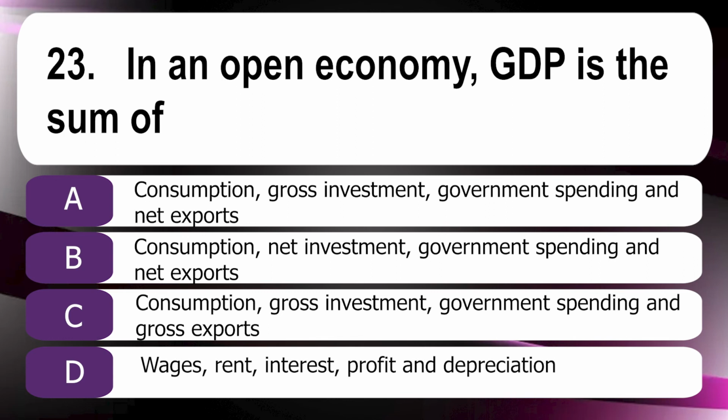23rd question. In an open economy, GDP is the sum of A. Consumption, gross investment, government spending and net exports. B. Consumption, net investment, government spending and net exports. C. Consumption, gross investment, government spending and gross exports. D. Wages, rent, interest, profit and depreciation. The correct answer is A. Consumption, gross investment, government spending and net exports.